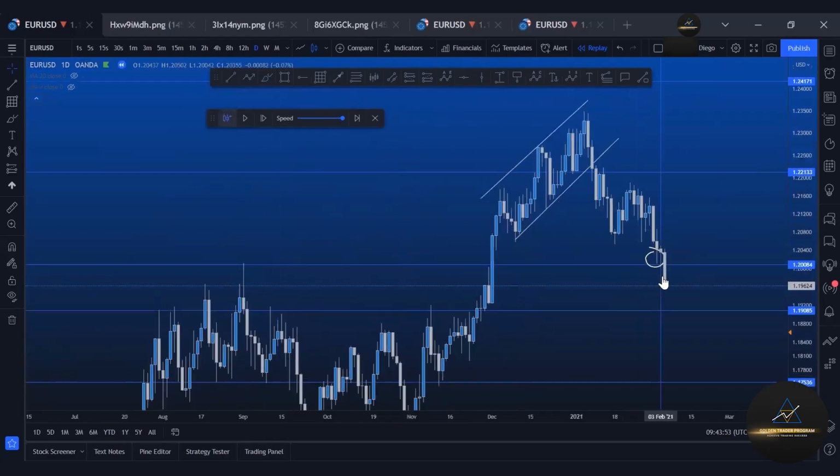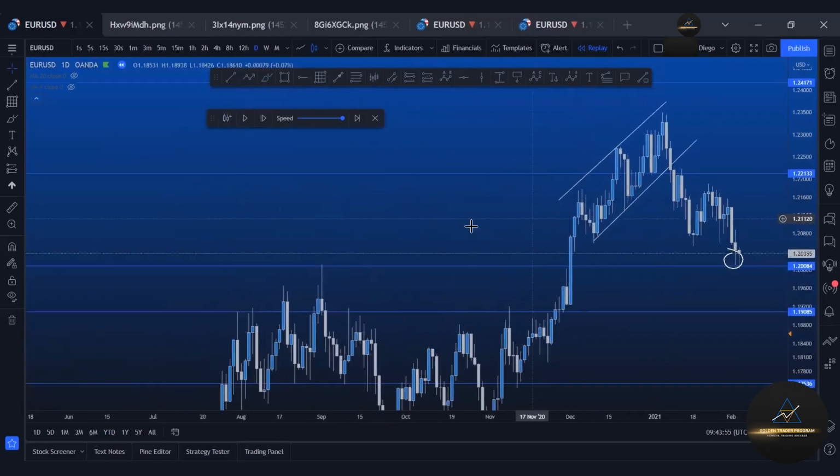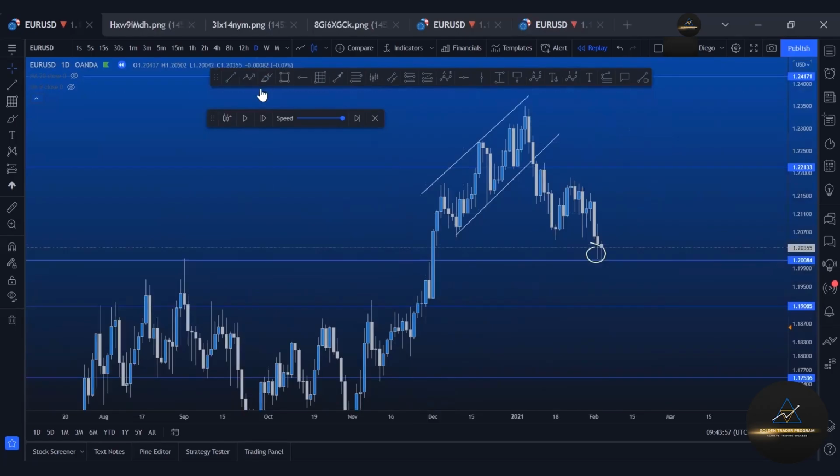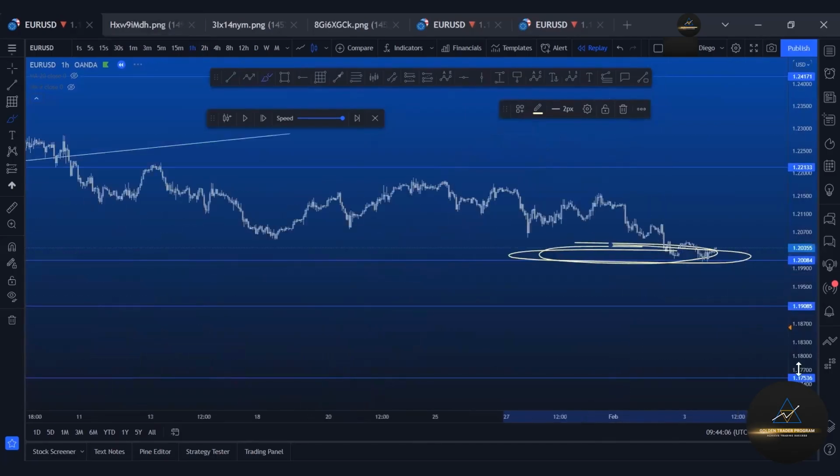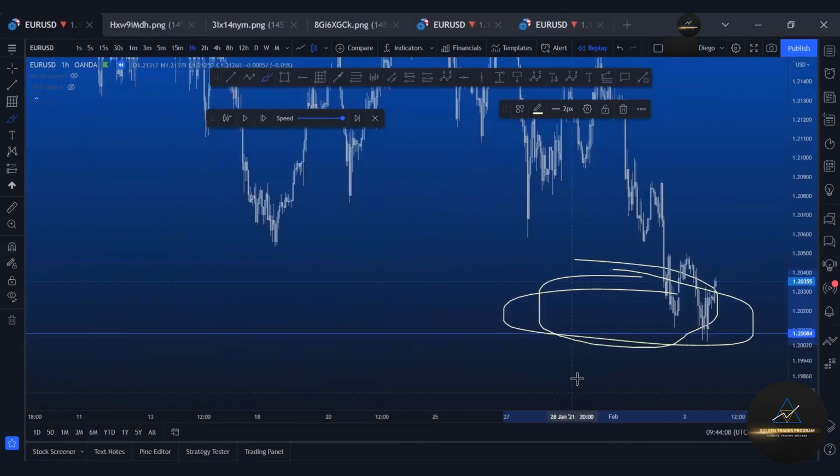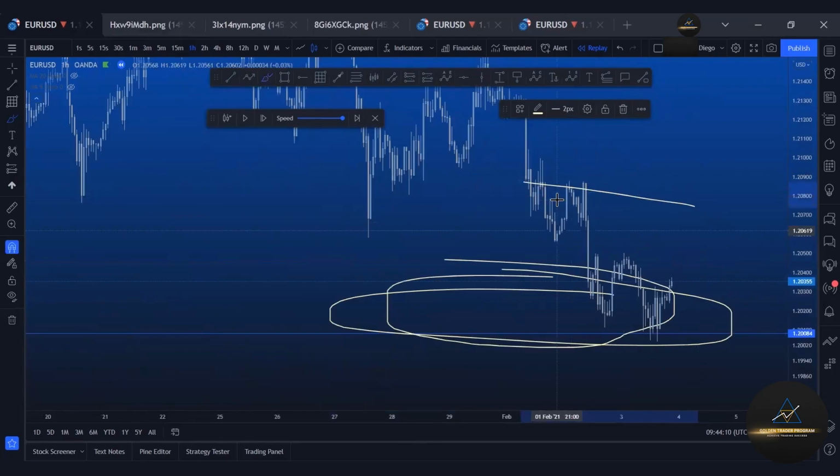Let's go back one more time. This is just a daily, by the way. Simple stuff, right? Break and retest, previous levels, simple stuff. Even let's just go to the 1 hour. There we go. And what do we see? A double bottom.